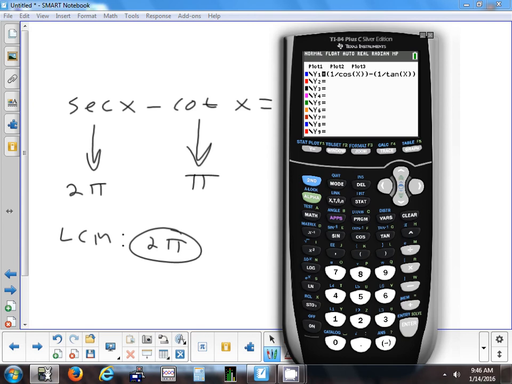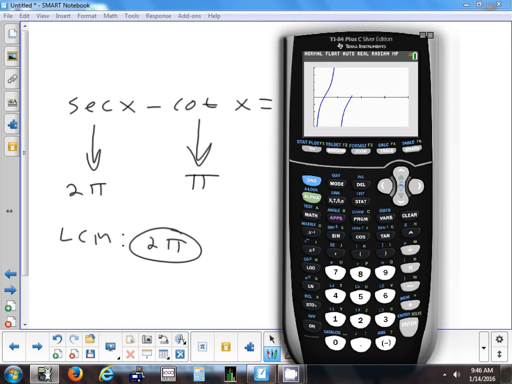I can go 0 to 2 pi. I could go negative pi to positive pi. There's no set way that you have to do this. On the test, I will specify what I would like, so it'll be written in the directions what to go between. In this case, I think I'm just going to go 0 to 2 pi. And let's just hit graph.